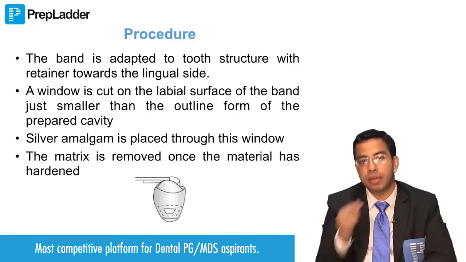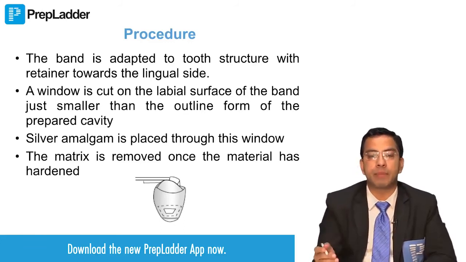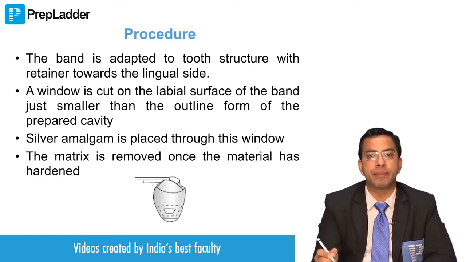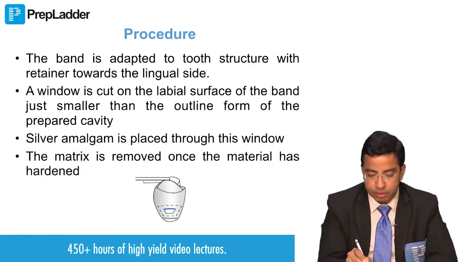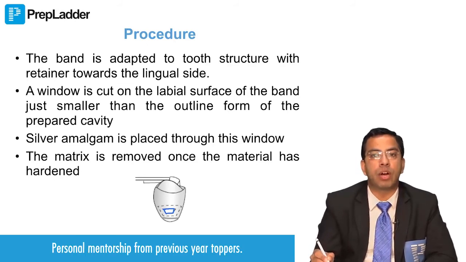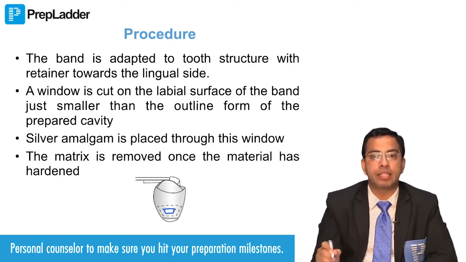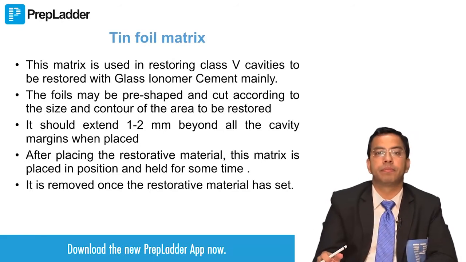So, what is the procedure? A band is adapted to the tooth structure with retainer towards the lingual side because you are going to restore the buccal side. The window is cut on the labial surface, a window which has been cut similar to the outline form of the prepared cavity. The silver amalgam is placed through this window and the matrix is removed once the material has been hardened.